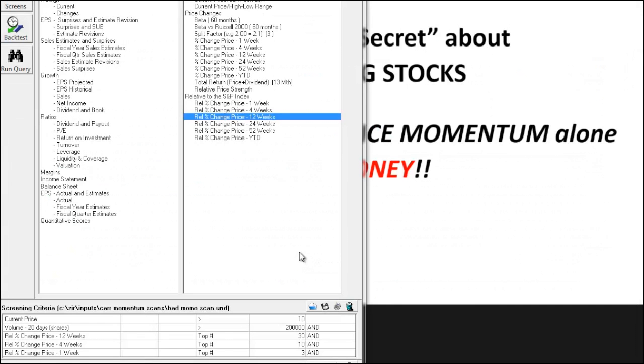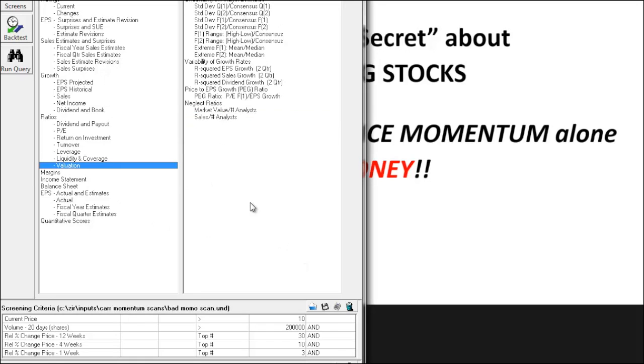So we're back at our scanning software, the Research Wizard. And one of the things that I have learned over many, many years of trying to build a holy grail momentum system is that you can't trade on price momentum alone. You need to include fundamental factors. One of the most important fundamental factors that you need to include in your scanning protocol is a valuation metric of some kind. Now, nearly all the standard valuation metrics work pretty well.